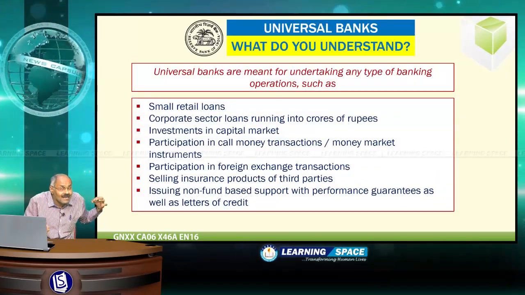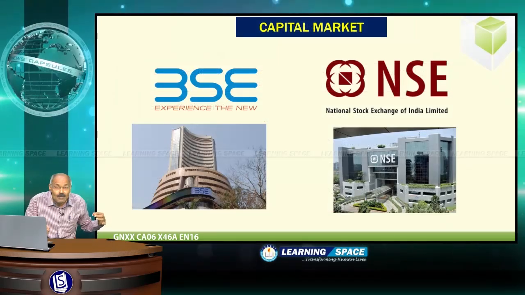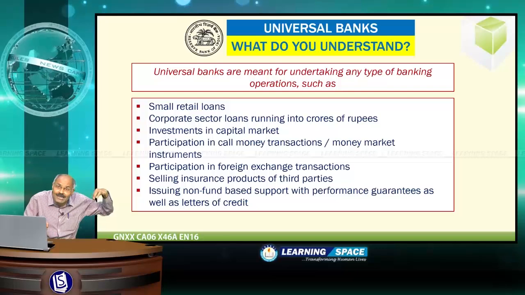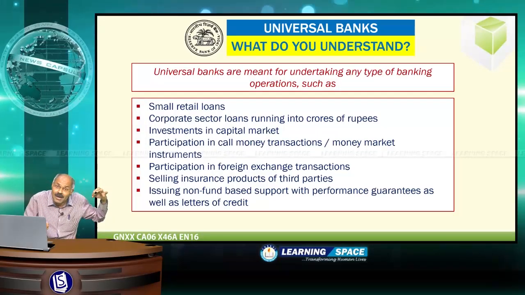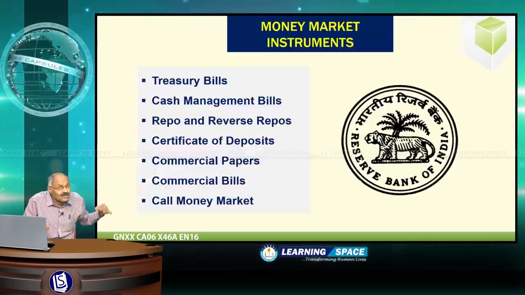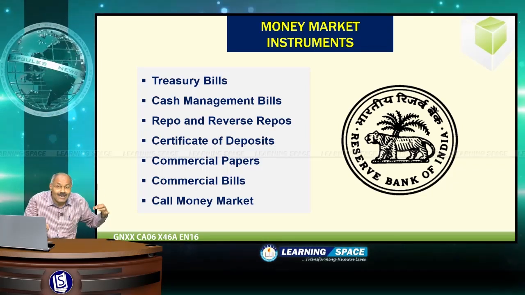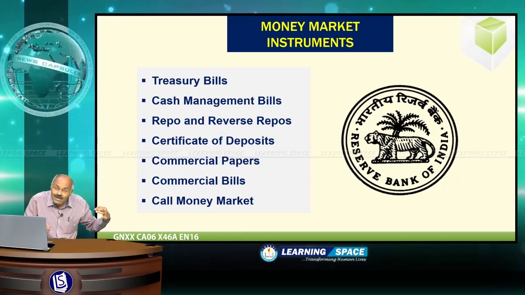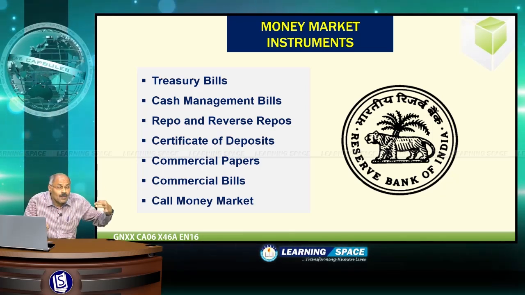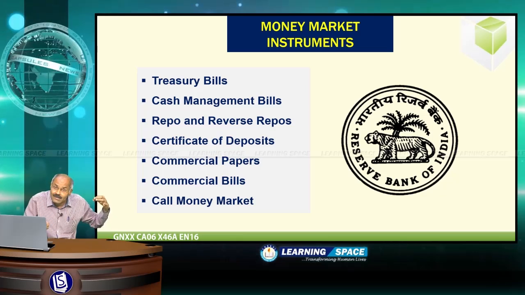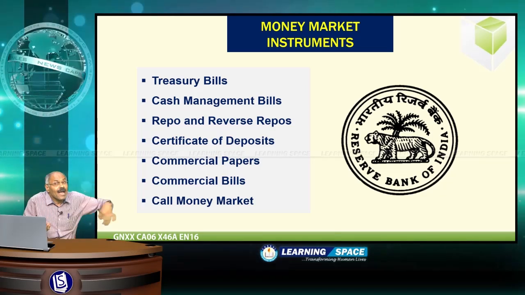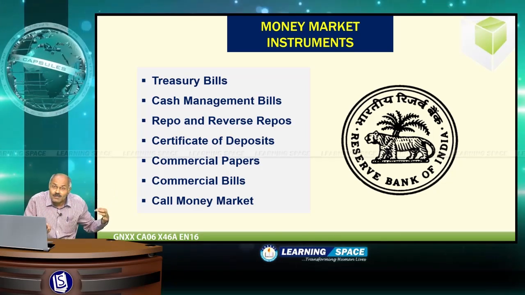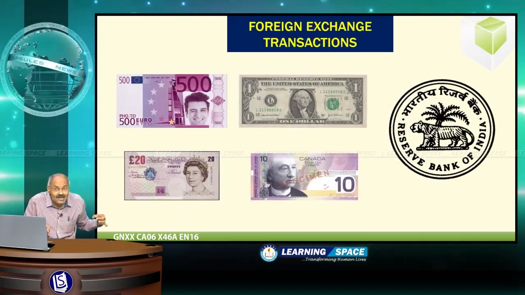Then investments in capital market. Please look into this slide. Banks invest in capital market also. Then they participate in call money transactions or money market instruments. Please look into this slide. These are examples of money market instruments. Banks participate in some of the money market instruments. Please don't forget, money market instruments are regulated by Reserve Bank of India, whereas capital market instruments are regulated by SEBI. And participation in foreign exchange transactions.